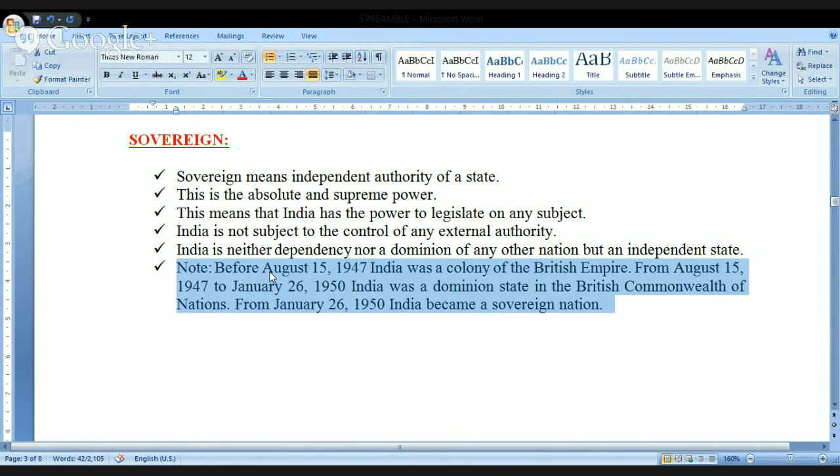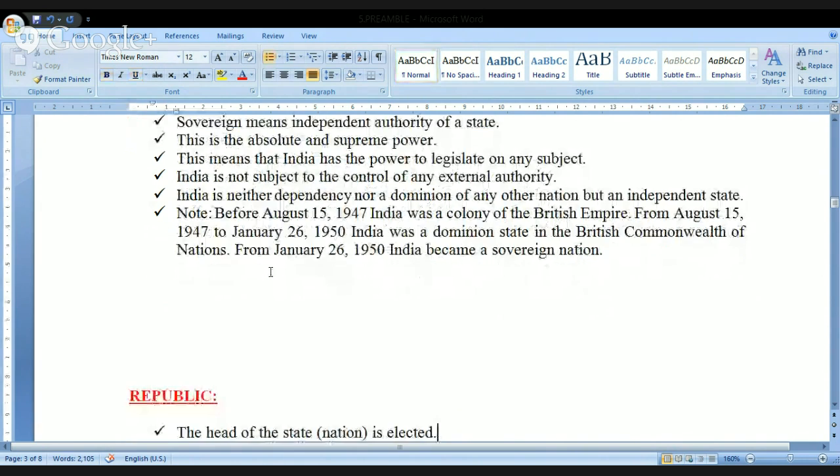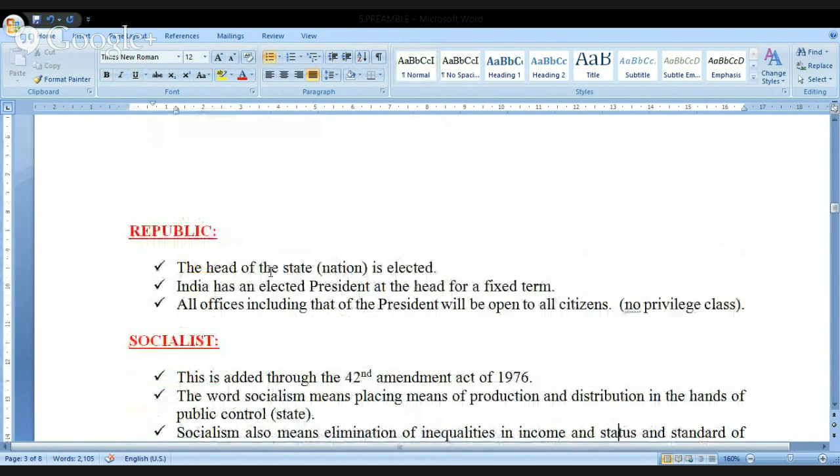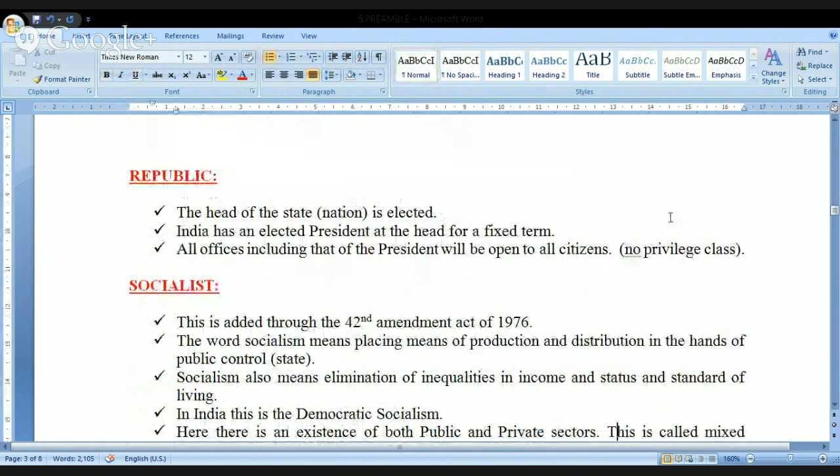This is the meaning of the sovereign. That's the reason why today the parliament in India has the right to legislate on any subject. Nobody can give directions to the Indian parliament on what areas you need to make your legislations. It is completely independent authority of the state. Next one. We have another word that is called the republic.